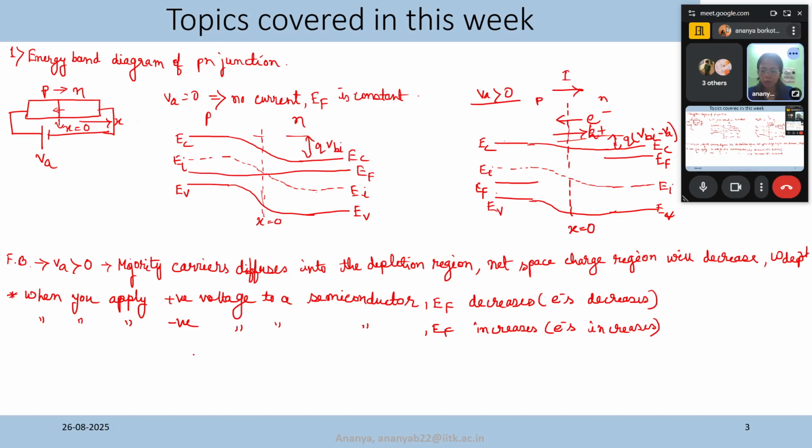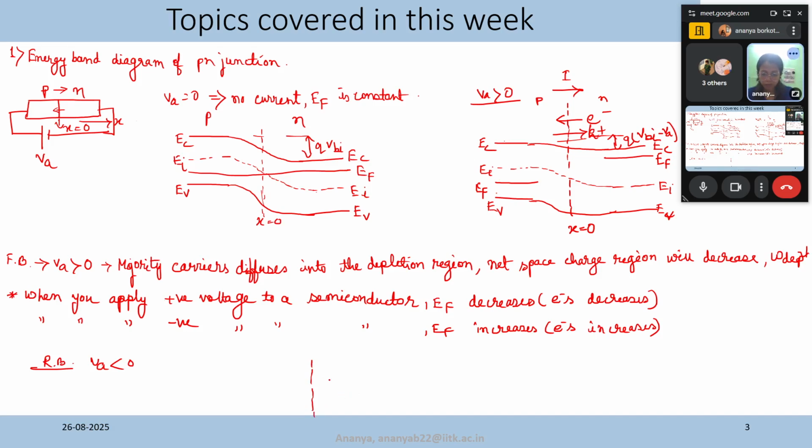What happens in reverse bias? The opposite kind of thing happens. We apply VA as negative, that means we are applying negative potential to P. So overall, I don't have much space.